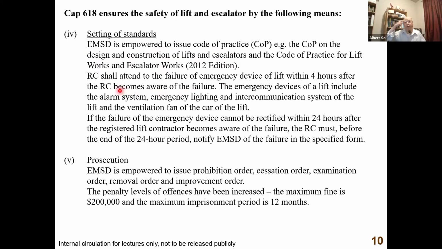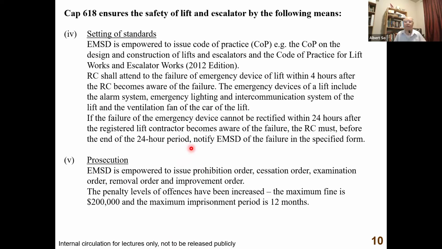And the registered contractor needs to attend to failure of emergency design devices of lifts and escalators within 4 hours. These emergency devices include alarm, emergency lighting, and intercommunication. Intercommunication means the communication between the lift car and the machine room, or the management office. Ventilation fan, or that. We don't want to go into the details because these are the legal requirements, not technical.